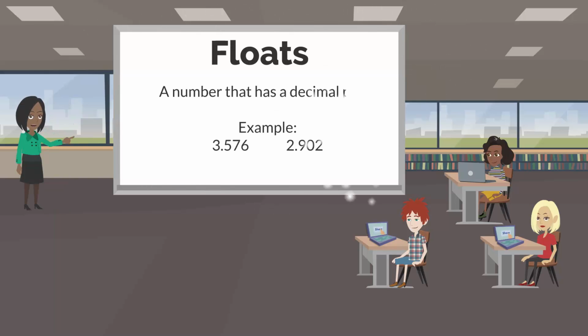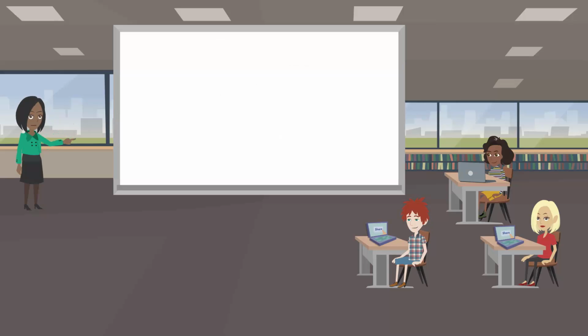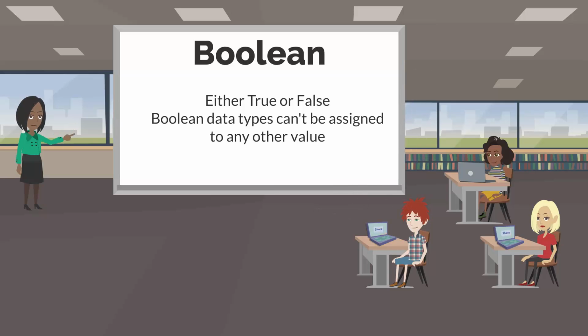Floats are numbers that have a decimal point. Boolean data types are either true or false. Boolean data types can't be assigned to any other data type except true or false.